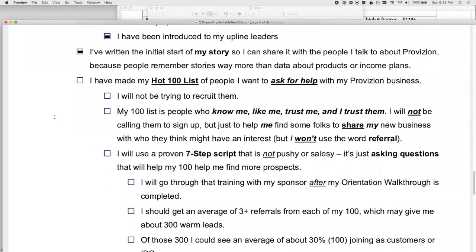Now, let's talk about that. These are not people that you are trying to recruit. These are people you are asking for help. Your Hot 100 list is people who know you, like you, trust you, and you trust them. You will not be calling them to sign up, but to get them to help you find people to share your new business with. Now, there is a 7-step script. It's not pushy, it's not salesy at all.